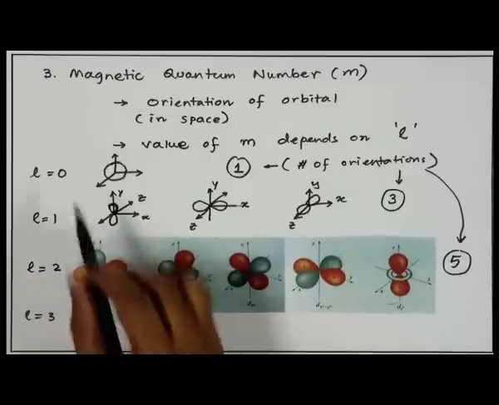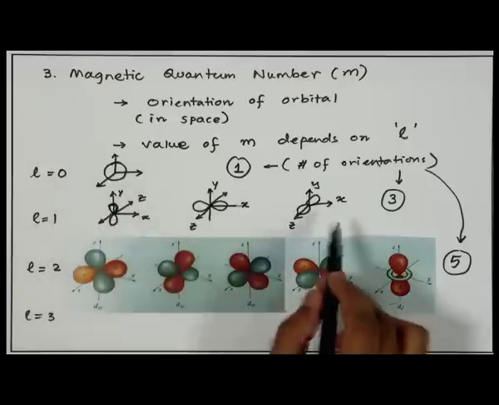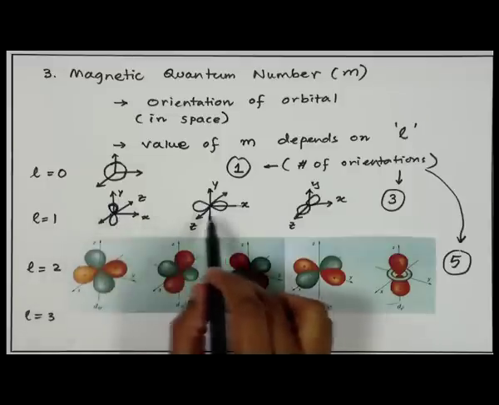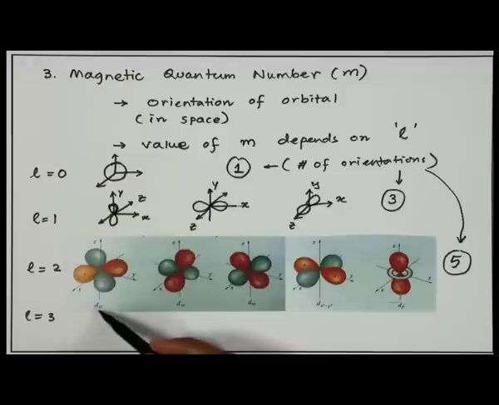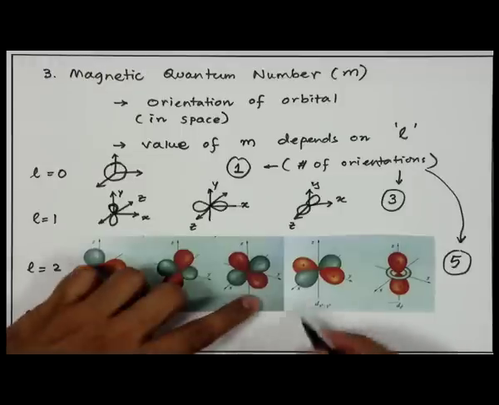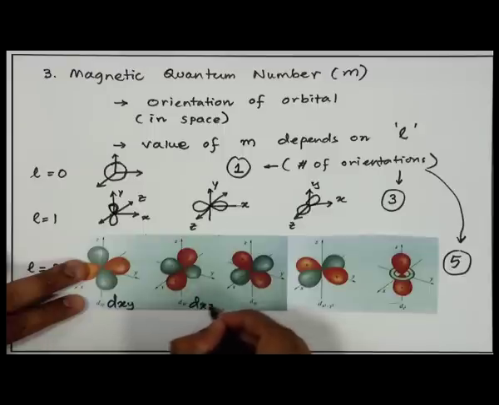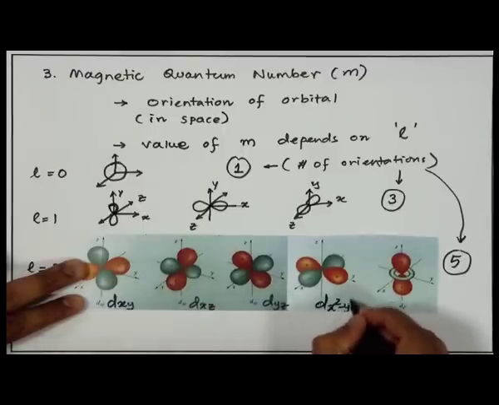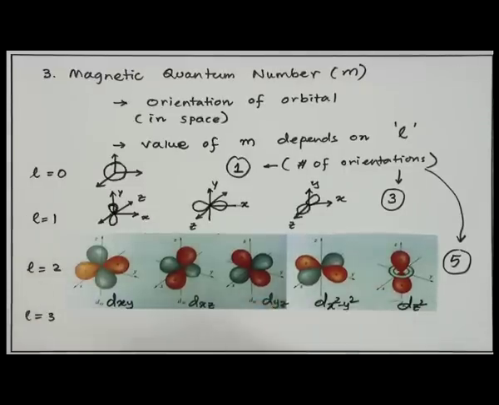So, what we see here, the s orbitals can be oriented only in one way because it has spherical symmetry. The p orbitals can be oriented either along the x axis, y axis or z axis, we call them px, py, pz. The d orbitals can be arranged in 5 different ways called dxy, dxz, dyz, dx square minus y square, dz square. So, there are 5 different ways that the d orbitals can orient.